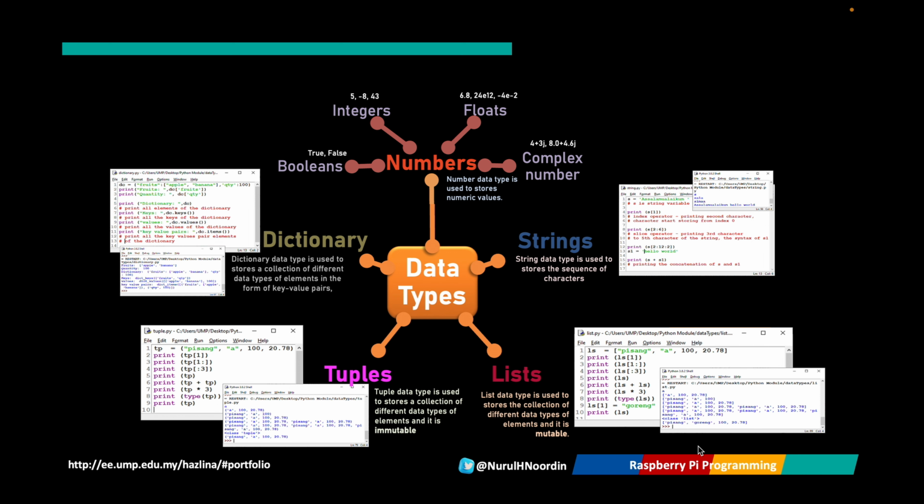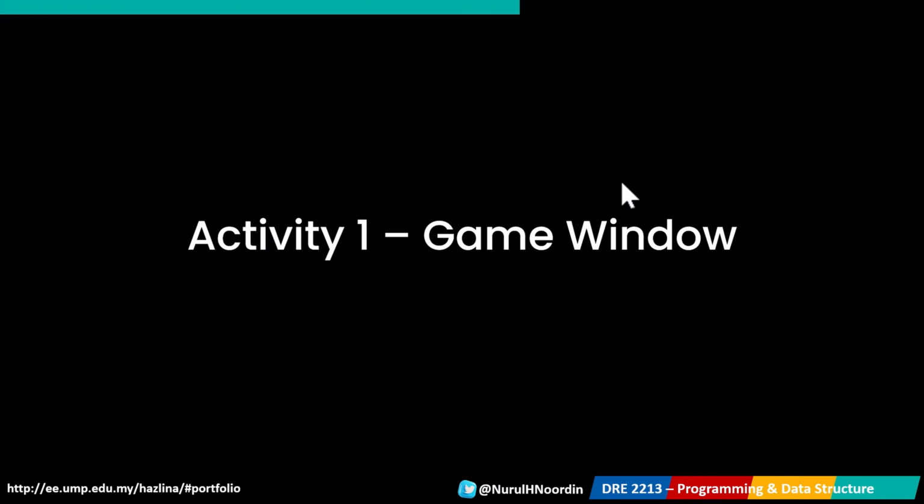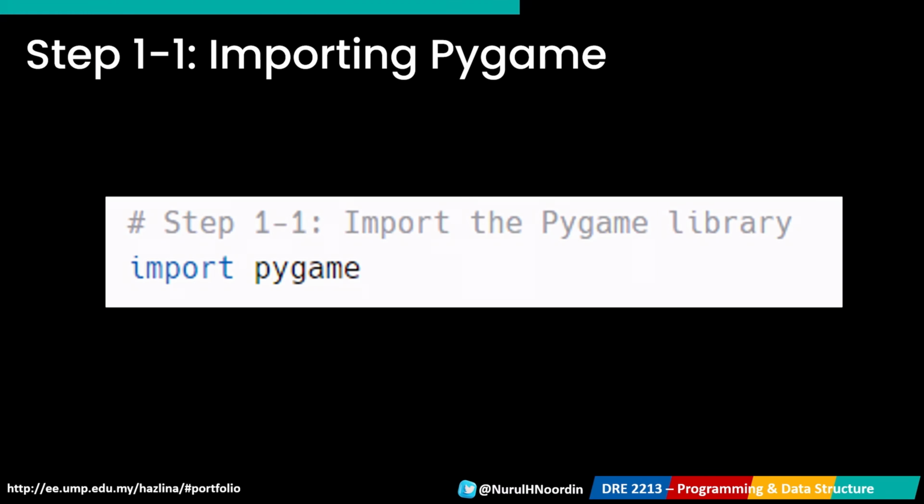Throughout this course, we will use these data types to store and manipulate game elements, such as the player's attributes, enemy positions, and game scores. Let's start with designing the game window. To use Pygame in our code, we need to import the library. So insert this code, import pygame.